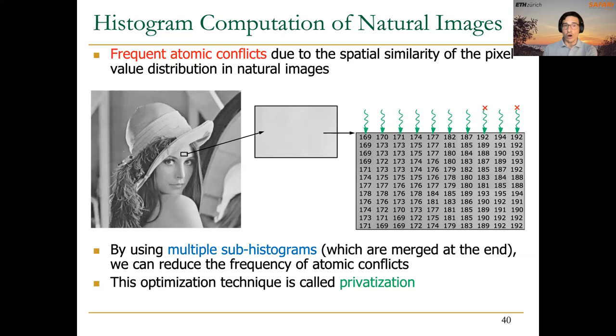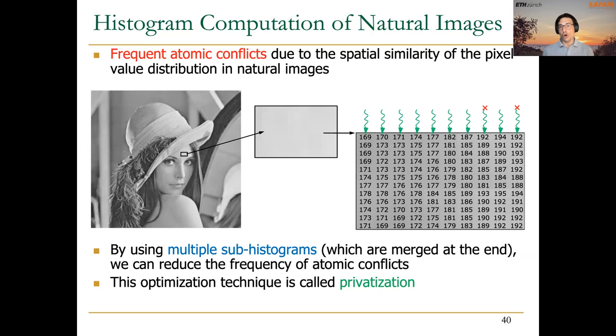And one way of dealing with these atomic conflicts is using multiple subhistograms. That's something we can do because in the computation of a histogram, we are using an operator that is associative and commutative. So we can generate multiple subhistograms, and then merge or reduce them all. Because now we have more bins that we can update, probably this thread will go to one subhistogram, and this thread will update the same bin, but in another subhistogram. So we are avoiding the conflict. We are reducing the frequency of the atomic conflicts by using multiple subhistograms.